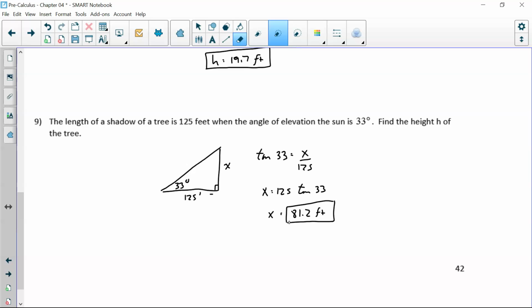Okay, that is it for this part. There'll be another video going over problem number 5, talking about trigonometry and bearings.